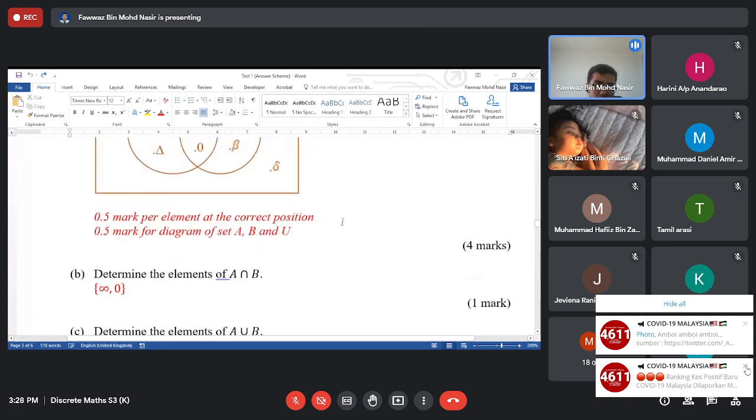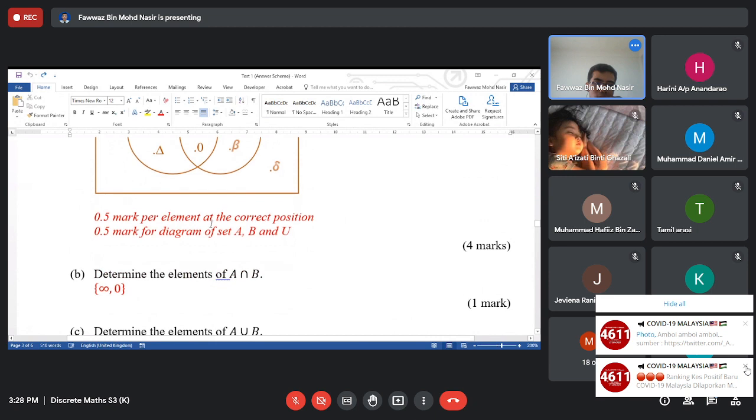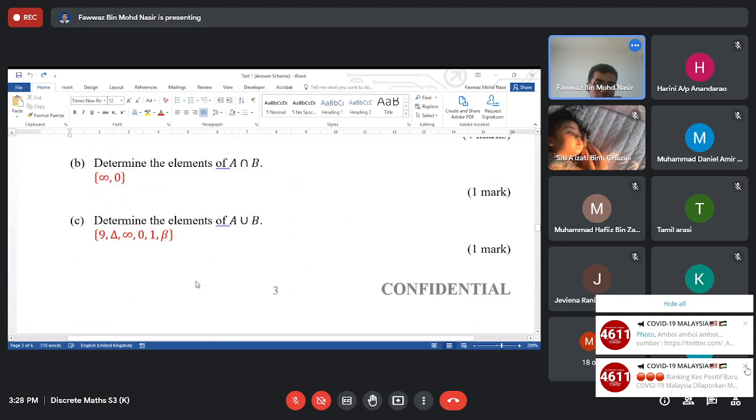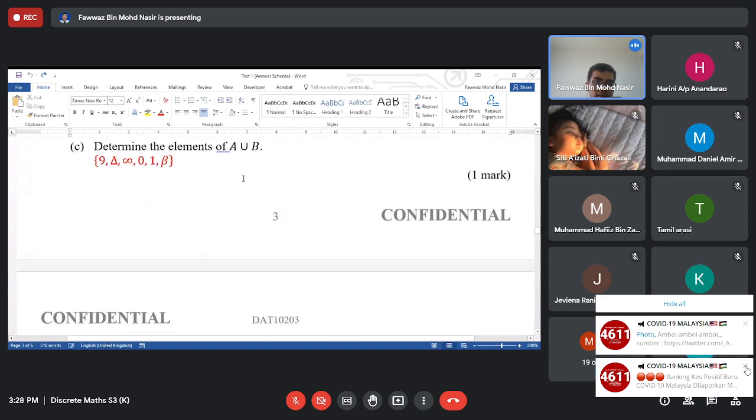So then they ask to determine the elements of A intersect B. Okay, so you can use your Venn diagram to identify the elements of A intersect B. So A intersect B is infinity and 0. So you write down infinity and 0. Okay, pastikan korang tulis dalam curly brackets. Kemudian determine the elements of A union B. So A union B is this circle and this circle. You list down all the elements of set A and all the elements of set B. So you get the set of elements for A union B.